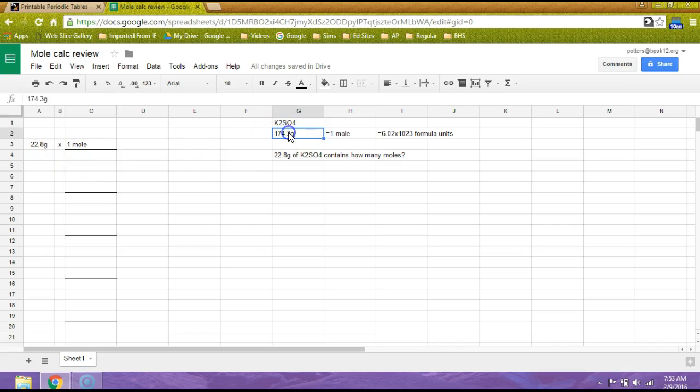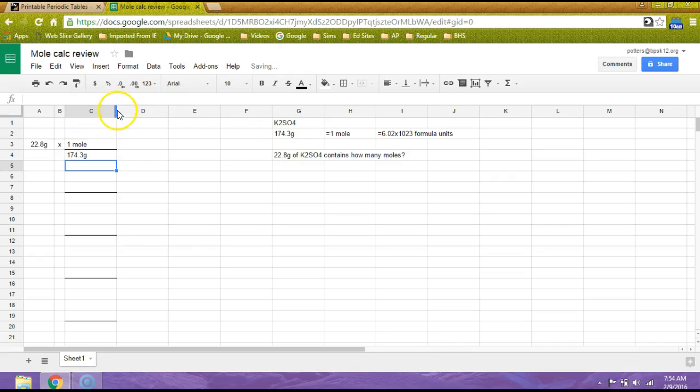So the mass from the table, and since this was a compound, we added up all the masses, has the unit of gram. Remember that the mole unit always has the number 1 next to it. Again, this is the definition of the mole, so it's always for 1 mole. Should have put my gram on there.